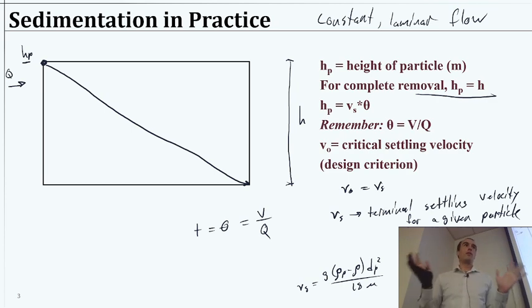So if you get confused at all, remember that V naught here is what we're designing. That's the design criteria for a given reactor. And if we are taking some specific particle that we're trying to remove, then we design it accordingly. Okay, so yeah.